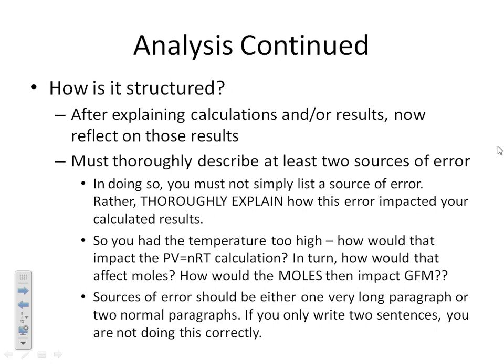To give you an idea for what level of explanation I'm looking for here, when you talk about sources of error, it should either be one very long paragraph or two normal paragraphs. Meaning if you just write two sentences saying our source of error was this, a second source of error was this, you're not doing what you need to do. You need to thoroughly explain how that error impacted the experiment. Every single step, follow it through.